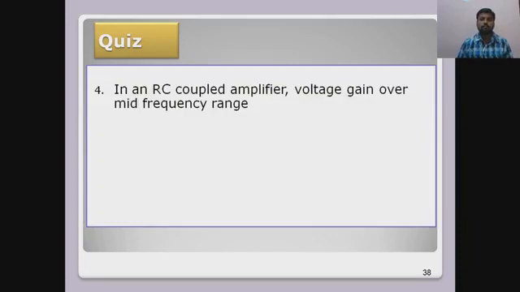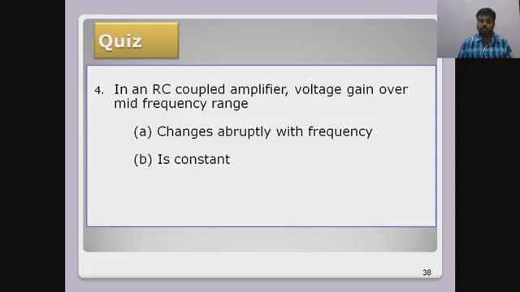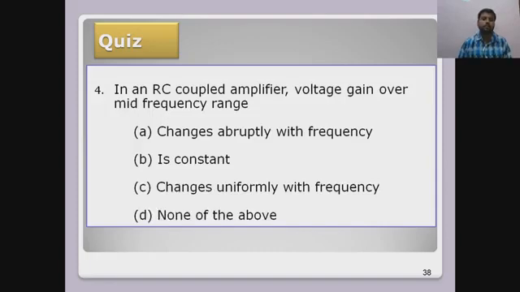The next question is, in an RC coupled amplifier, the voltage gain over the mid frequency range: A. changes abruptly with the frequency, B. is constant, C. changes uniformly with the frequency, or D. none of the above. If you observe the frequency response curve, we can say it is constant.